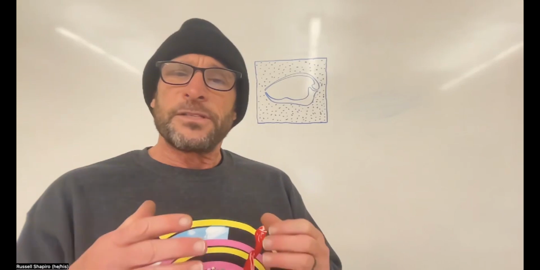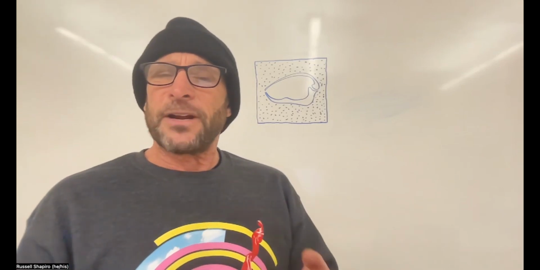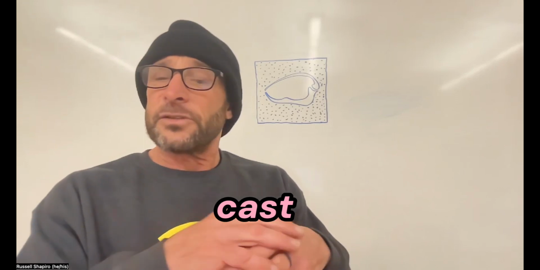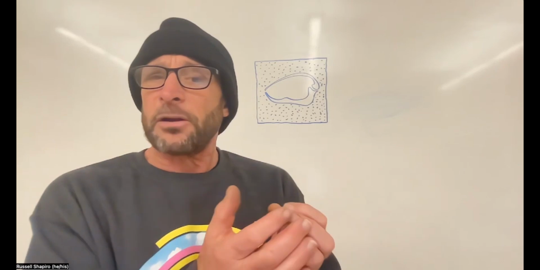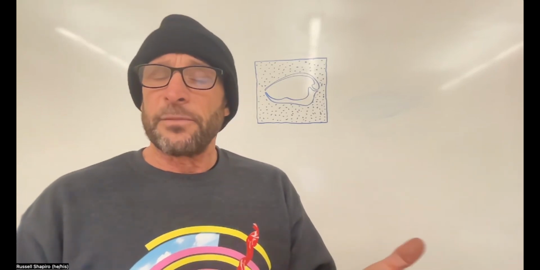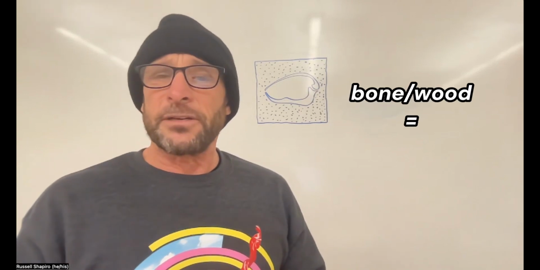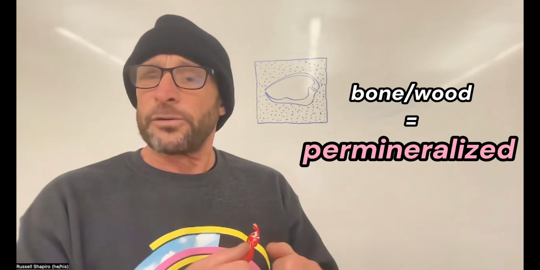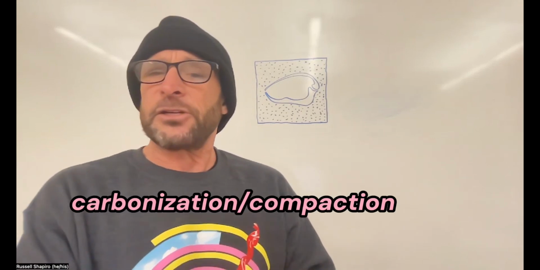Often we see the internal mold, or we just see the external mold of a fossil. We might find a cast where the whole fossil is gone, but the sediments or the cements in the rock layer have actually modeled it perfectly. Sometimes we do find the shell or the bone or whatever, but it's been recrystallized or replaced, or in the case of bone and wood in particular, permineralized. So the pores are filled with another kind of mineral. They might be preserved as a carbonization or a compaction.